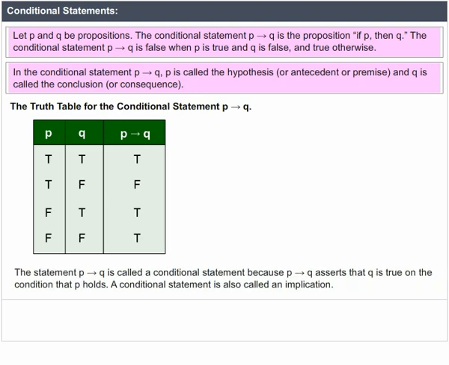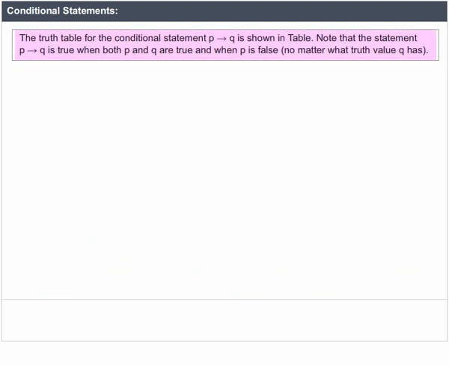The statement P implies Q is called a conditional statement because P implies Q asserts that Q is true on the condition that P holds. A conditional statement is also called an implication. The truth table for the conditional statement P implies Q is shown in the table. Note that the statement P implies Q is true when both P and Q are true and when P is false, no matter what truth value Q has.